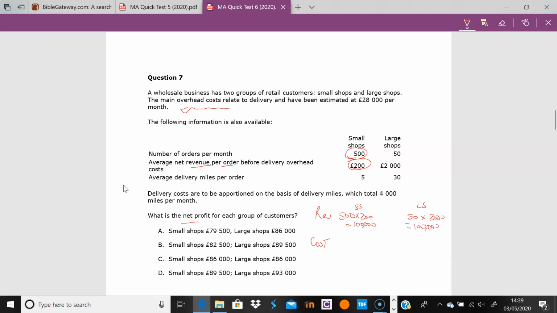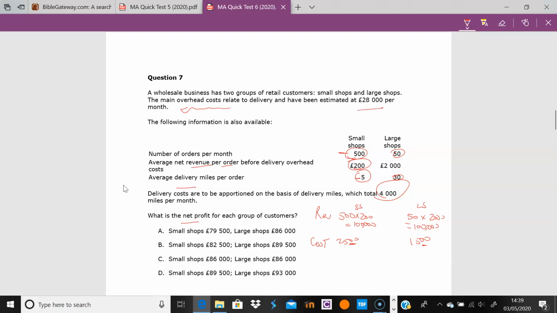In terms of costs, it tells me that delivery is 5 miles per order. So you have 5 miles here and 500 orders, which means we had 2,500 miles done over here. And we have 30 times 50 here, so we had 1,500 miles done over there. They do help us out. They tell us you have a total of 4,000 miles, which is the 2,500 plus the 1,500, and it tells us to split it based on miles.